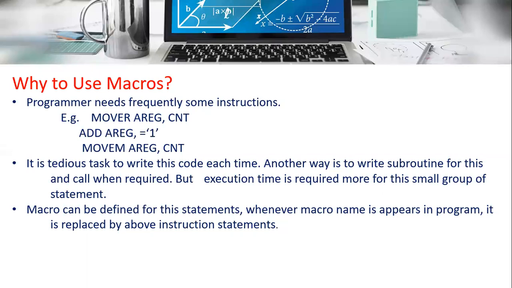Now we can define the macro instead of the subroutine. सबरुटीनच्या ऐवजी काय करणार आता या ठिकाणी आपण जर मॅक्रोचे डेफिनेशन जर दिल्या, we can define that particular macro for these particular statements. Whenever the macro name appears in the program, it is replaced by the above instruction statements. Okay, the programmer does not need to write that particular statement more than once. We only write the name of that particular macro. Okay, we require only to write the name of this macro where we require these particular statements.